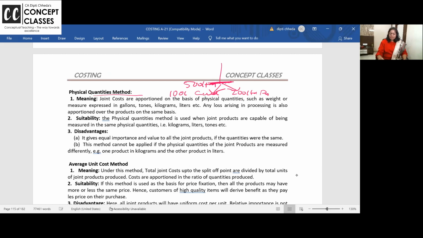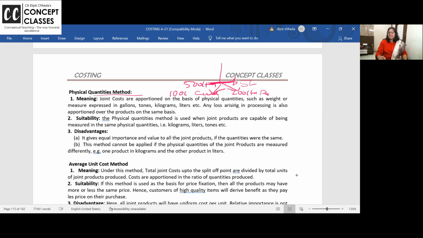This cost, you can say the joint cost of raw material, labor, overhead, is rupees 5 lakh. Now this 5 lakh you can apportion on the physical quantity. That is, the final product, 100 liters and 200, so in 1:2 ratio, or in kgs or liters or number of units, whatever it is. So the physical quantity method is according to the weight, gallons, tons and all, you can divide.